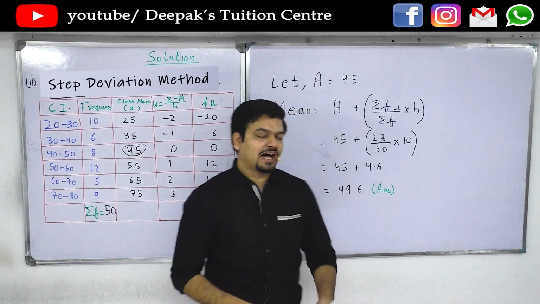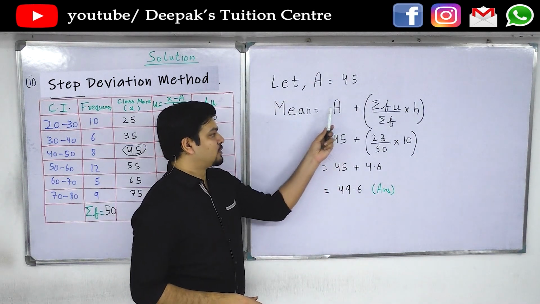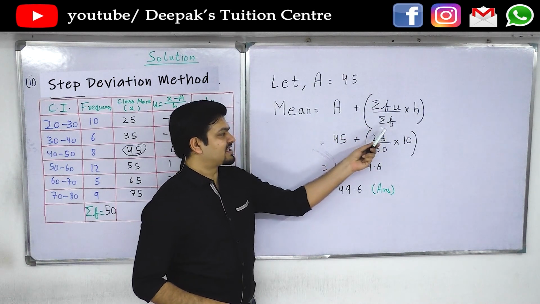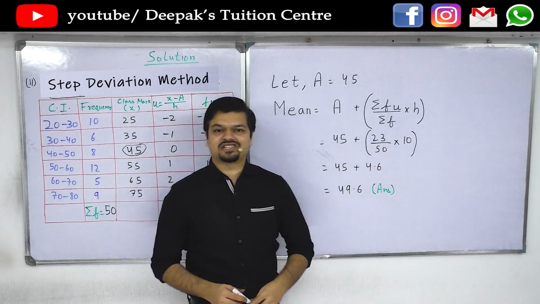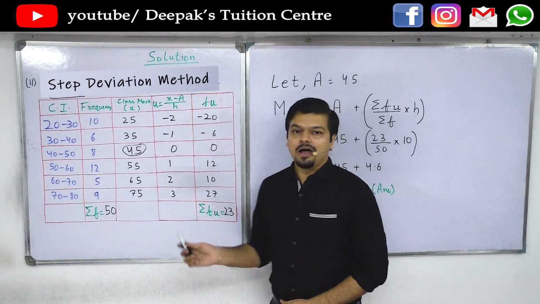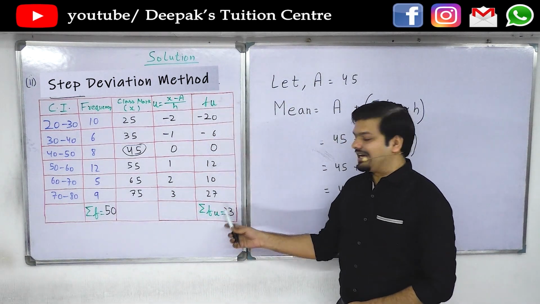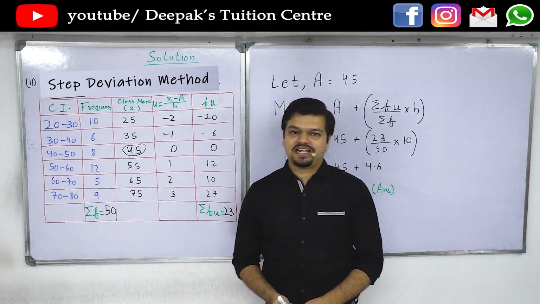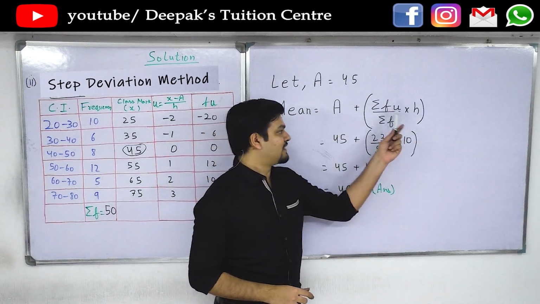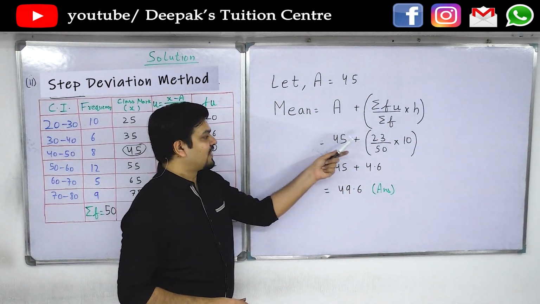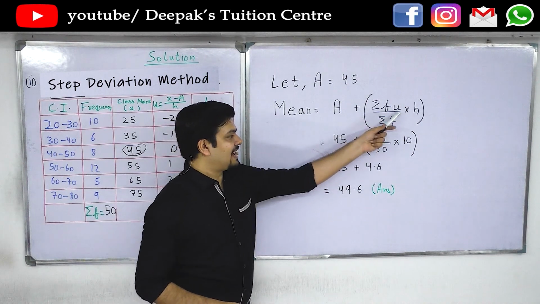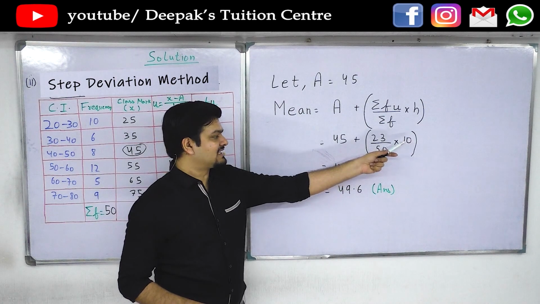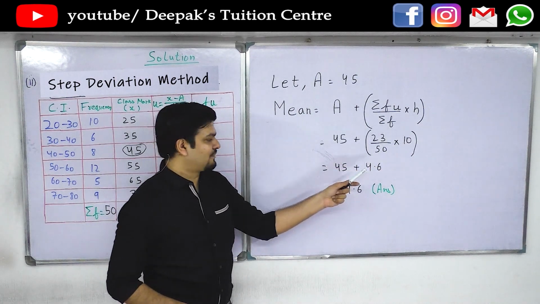Now we look at the formula. The formula is mean equals to A plus, in brackets, summation FU divided by summation F, into H. What is summation FU? Summation FU is the total of the FU column, that is 23. And summation F is the total of the frequency column, that is 50. And the value of H is 10. So we substitute the values: 45 plus 23 divided by 50 into 10. 23 into 10, that is 230. 230 by 50, we get 4.6.